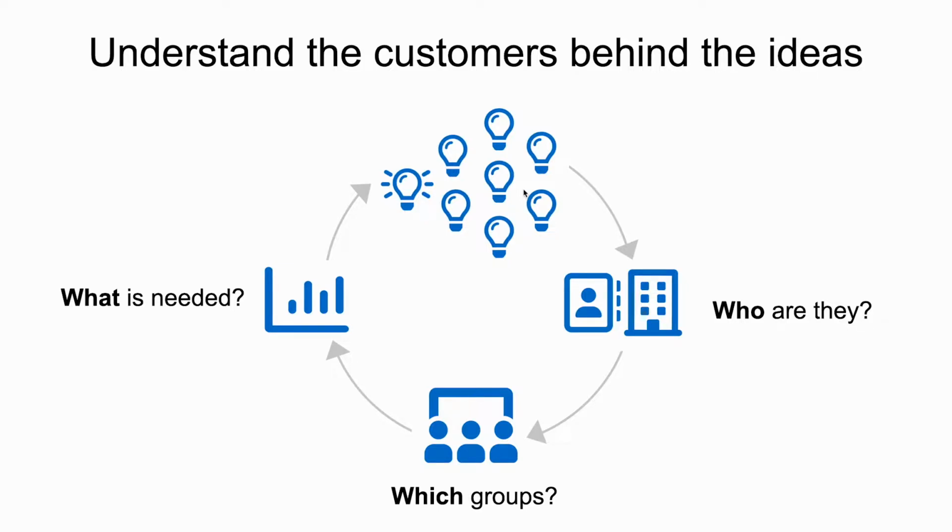Product teams have to make tough decisions about which ideas to prioritize. You have a lot of variables to consider. It's not just about which idea has the most votes. For example, it's really important to understand the customers behind the ideas and know who needs what.